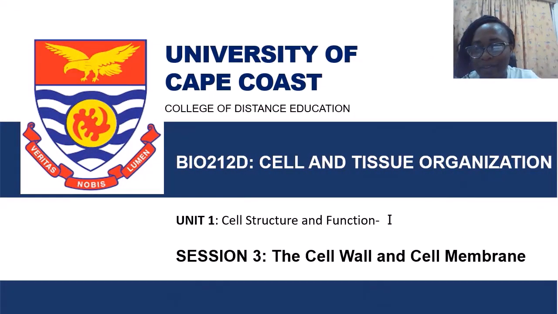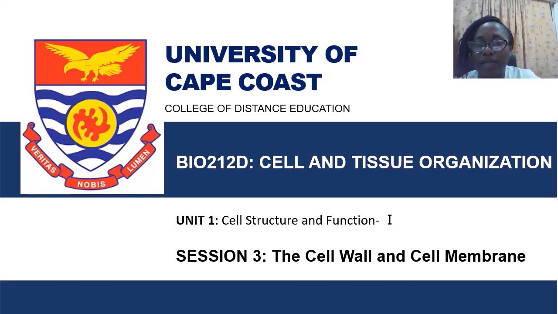Hello, welcome back to the Cell and Tissue Organization course. In the previous session, that is Unit 1, Session 2, we looked at cell types, that is prokaryotic and eukaryotic cells, and some examples of organisms that have prokaryotic and eukaryotic cells. And we ended the session with unicellular and multicellular organisms and examples of organisms that fall under each.